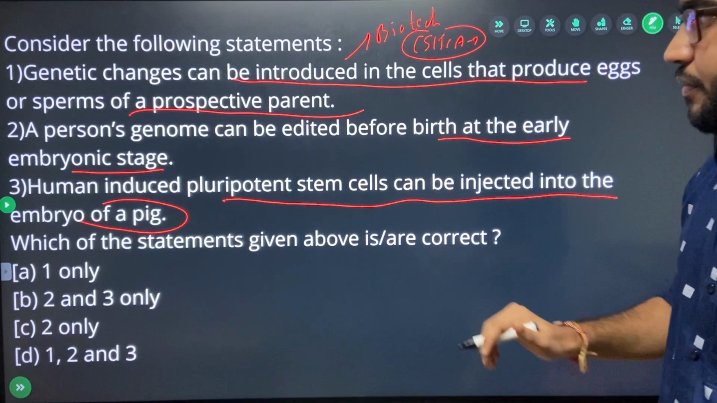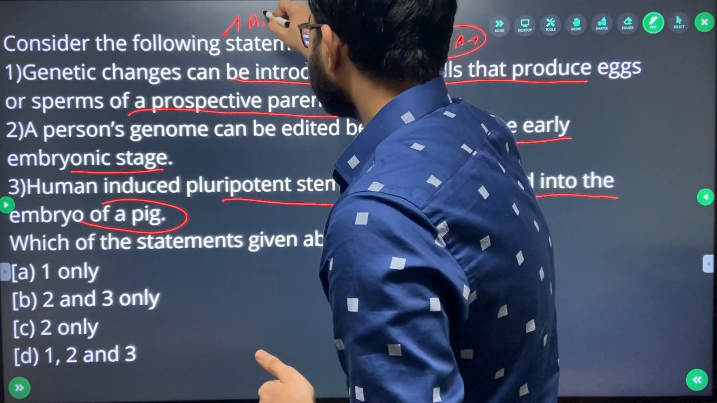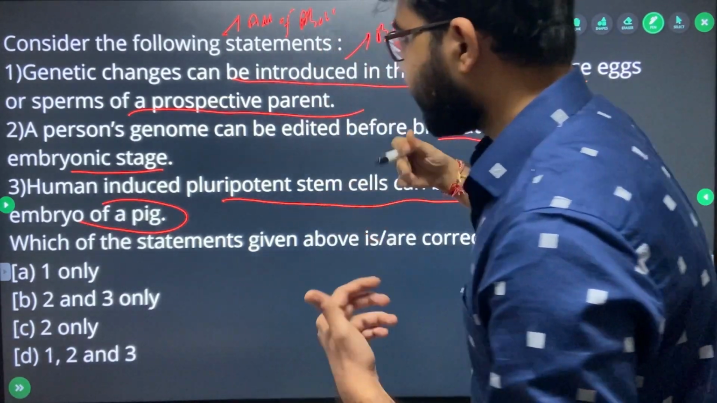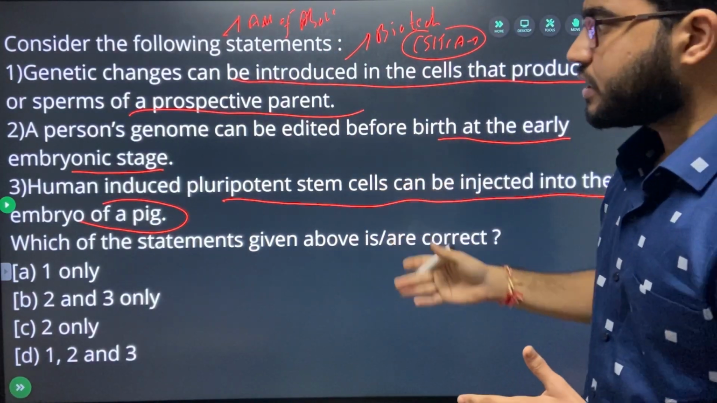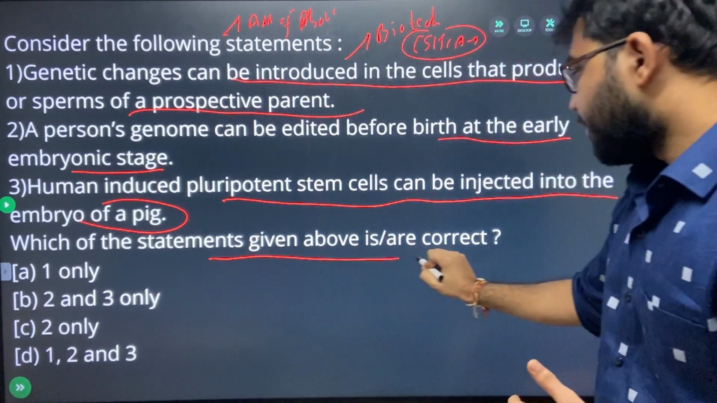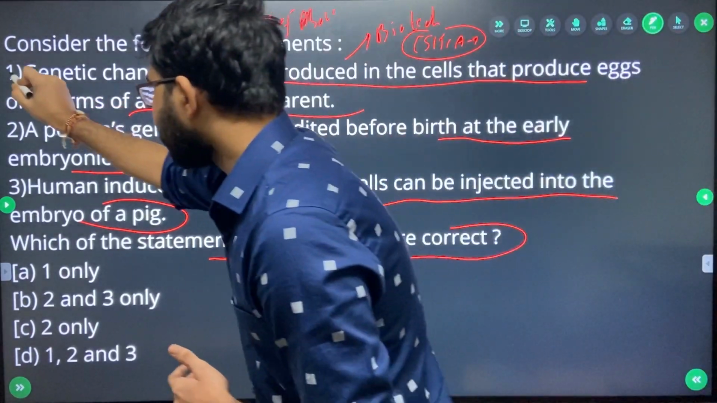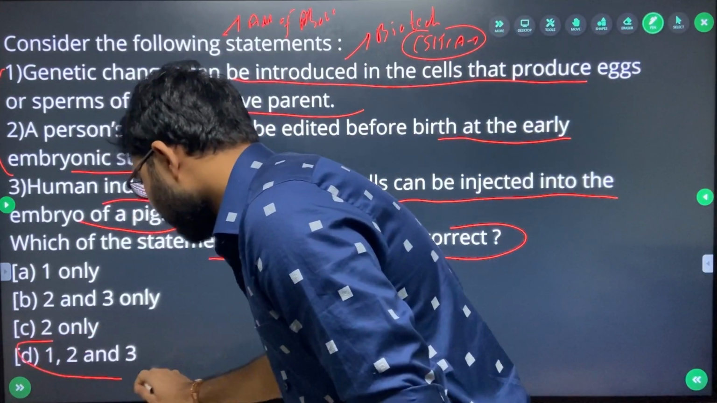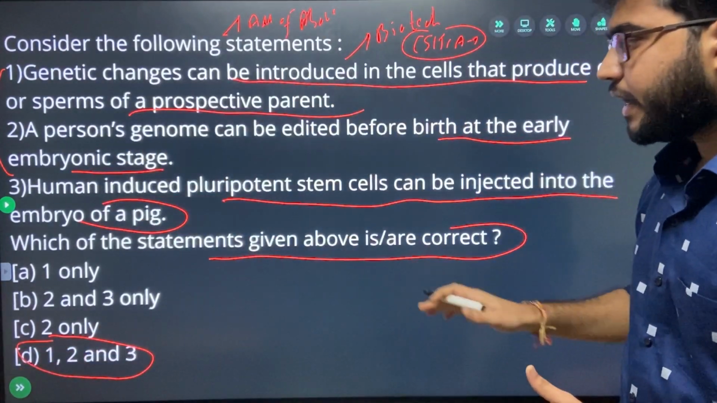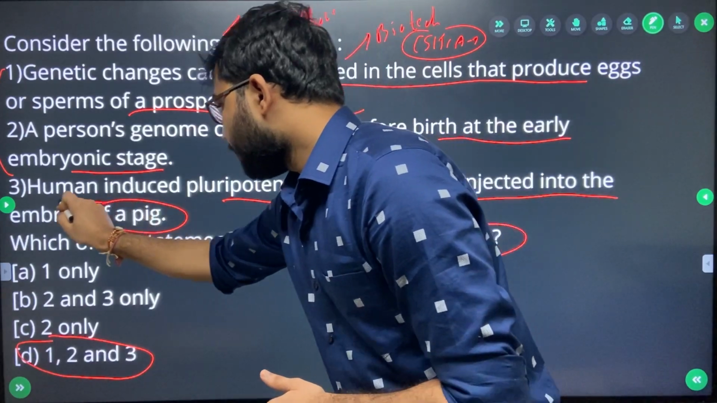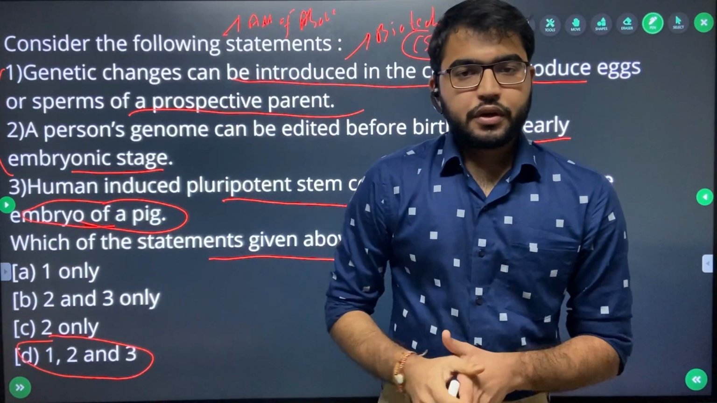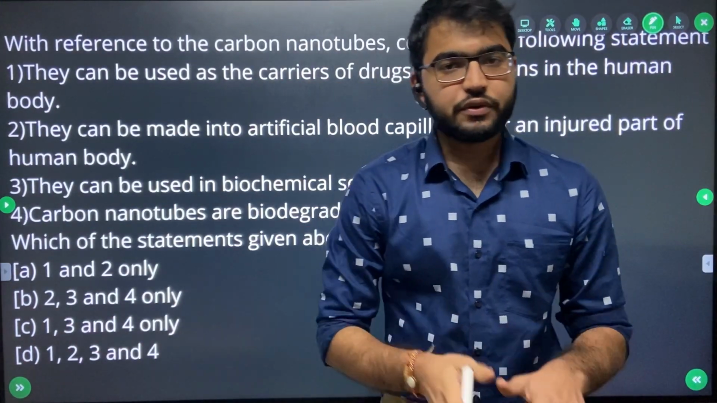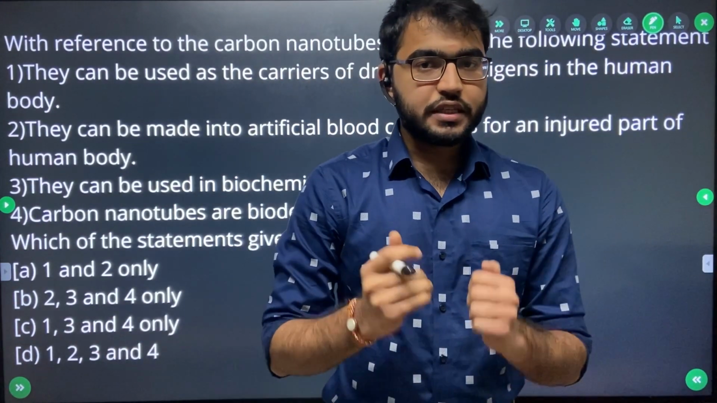So again, this is an "all of the above" type of question. Again, it is an application based question. In the question they are asking which of the statements are correct. So all the 3 things we can do with the current technology. So D is the answer. Someone might get confused here about the embryo of a pig, but again we can do that. So this is again D. So we have seen a total of 3 questions, and in all the questions the answer is D.